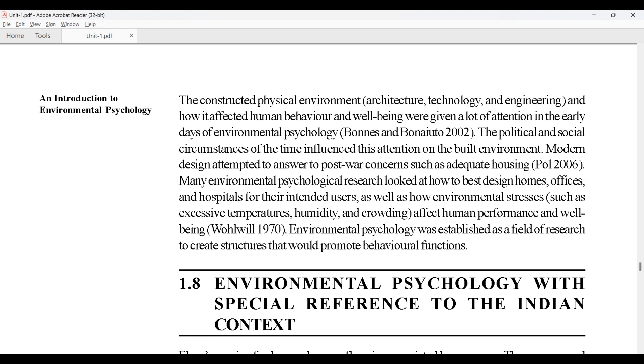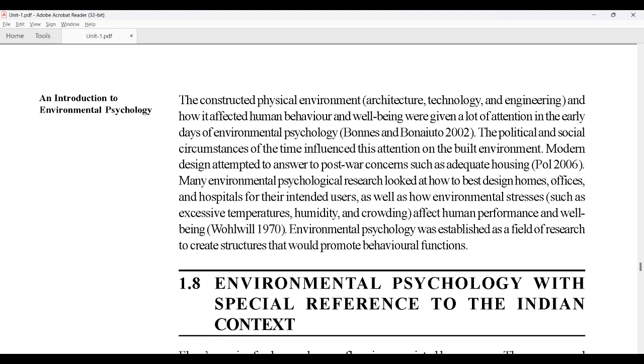Many environmental psychological research studies looked at how to best design homes, offices, and hospitals for their intended users, as well as how environmental stresses such as excessive temperatures, humidity, and crowding affect human performance and well-being. Environmental psychology was established as a field of research to create structures that would promote behavioral functions.